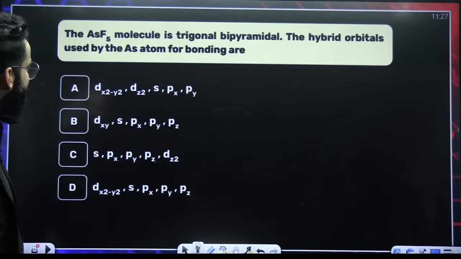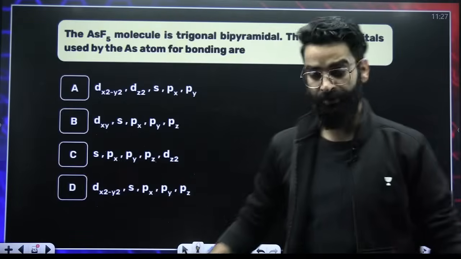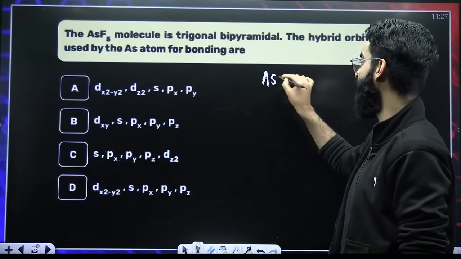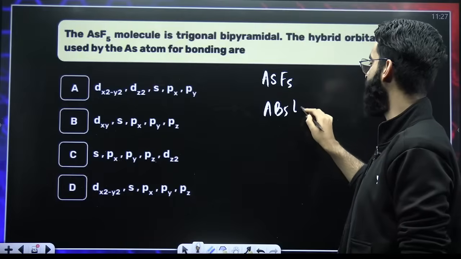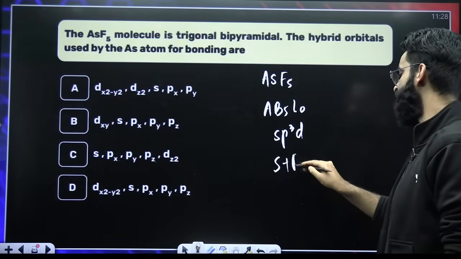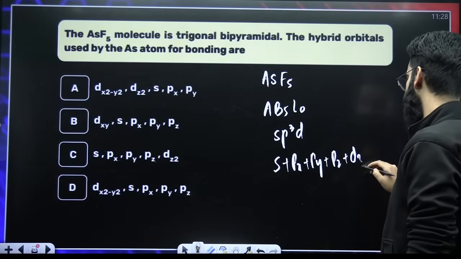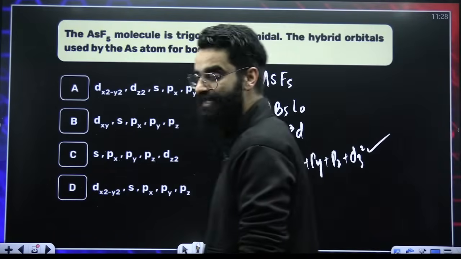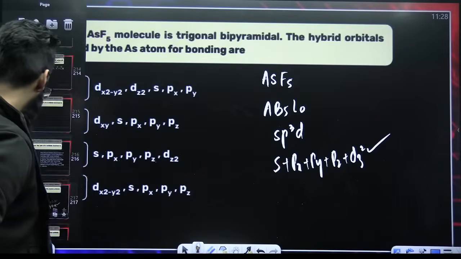Tell me about this one. AsF5 molecule is trigonal bipyramidal. The hybrid orbitals used for As. First of all, if you look at the molecule, AsF5 we have, right? The type of the molecule is AB5L0. Hybridization is sp3d. It is s plus px plus py plus pz plus dz square. Discussed in detail yesterday. Yes? Perfectly done.